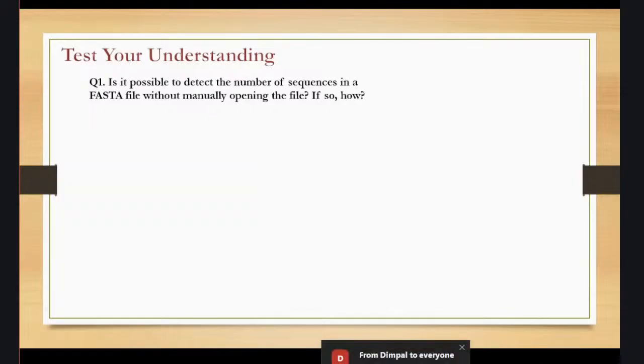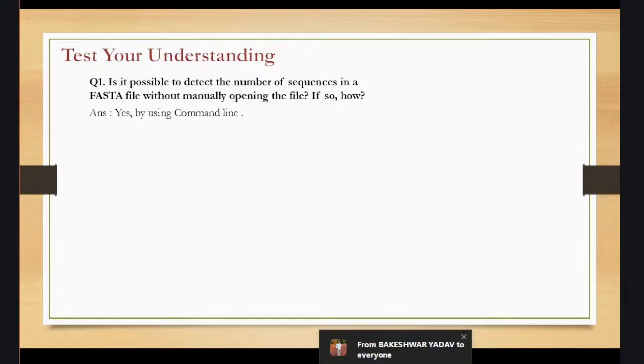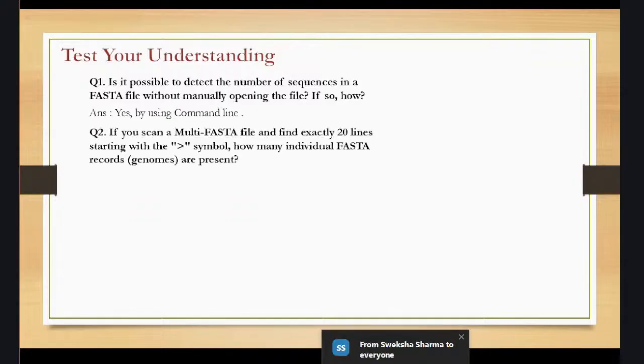Yes, Dimple is correct. Rashi, yes, grep and wc -l. Yeah, very nice. So yes, by using the command line, you can do this. Now the next question. People are doing very well.